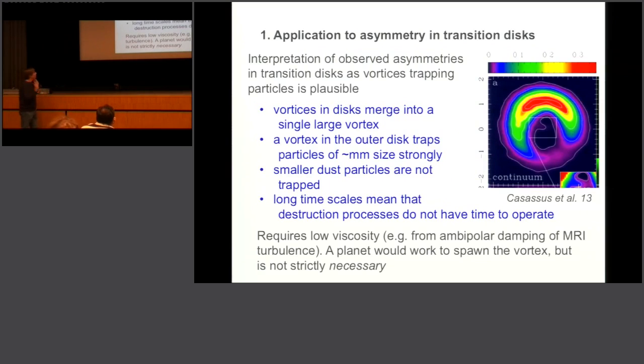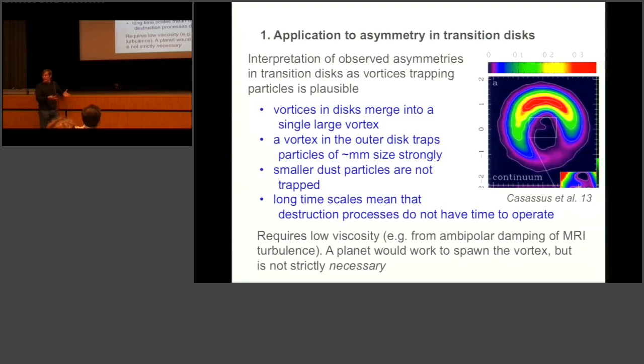So how we think about this depends substantially on what application we're interested in. And as I was mentioning, the newer application that we're interested in is, are vortices responsible for producing some of these very asymmetric transition disks, which are being observed particularly with ALMA? My opinion of this is that the interpretation of these asymmetries as being due to vortices, which are present in the disk on these large scales and are trapping particles, is indeed a plausible explanation for what is seen.